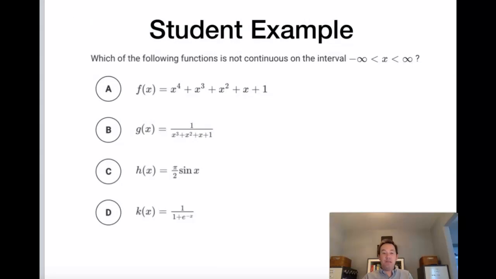Okay, here's a quick example for you. Which of the following functions is not continuous on the interval between negative and positive infinity? So on the interval of all real numbers. One of these is not continuous there. See if you can come up with which one, and we'll discuss it in class.